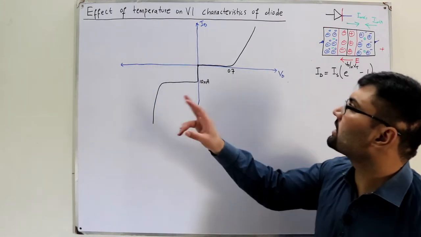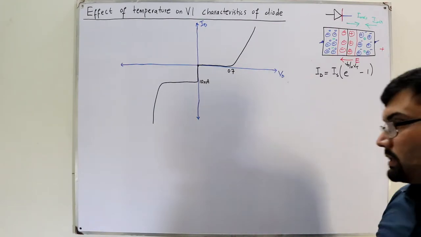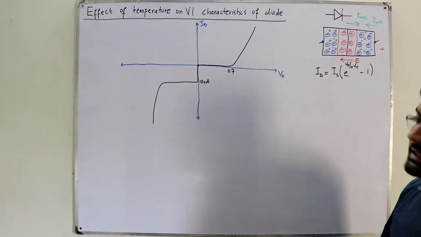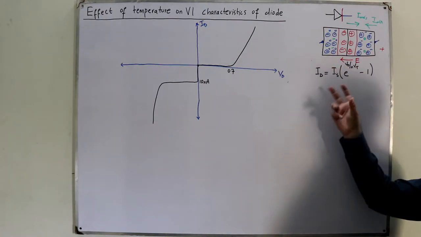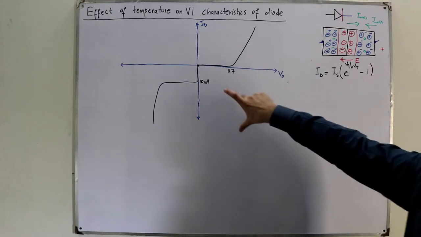Today, the effect of temperature on the VI characteristics of a diode. So we've already seen the VI characteristics. We've already seen a diode. We know the diode current relation with respect to the voltage. And we know the plot.